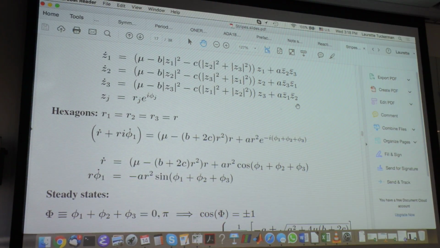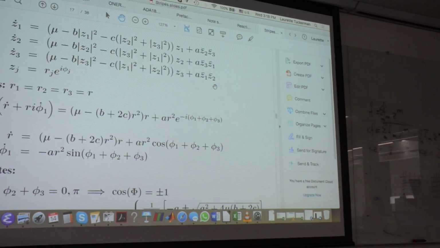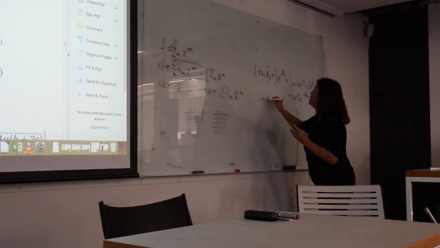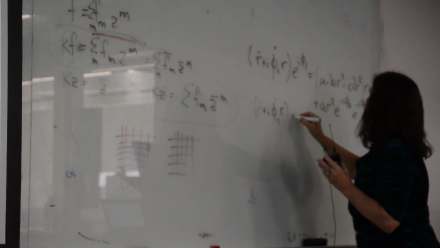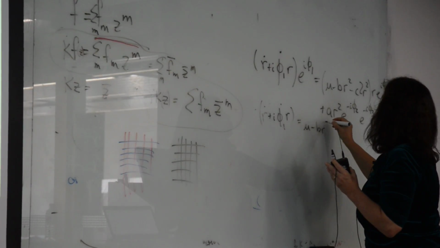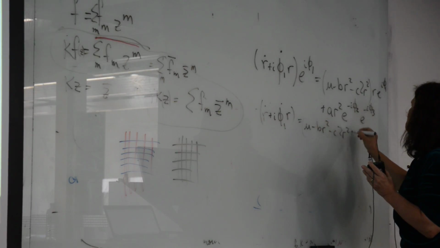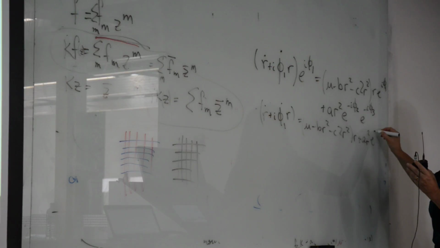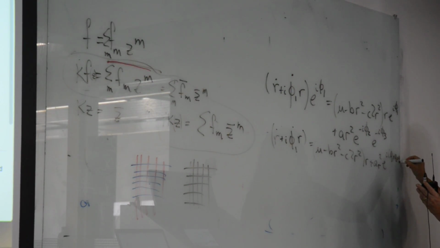Is this equation all right with everybody? Okay. Now I'm going to multiply through by minus i phi 1. So I will get r dot plus i phi 1 dot r equals mu minus b r squared minus c2 r squared r plus a r squared e to the i (phi 1 plus phi 2 plus phi 3).